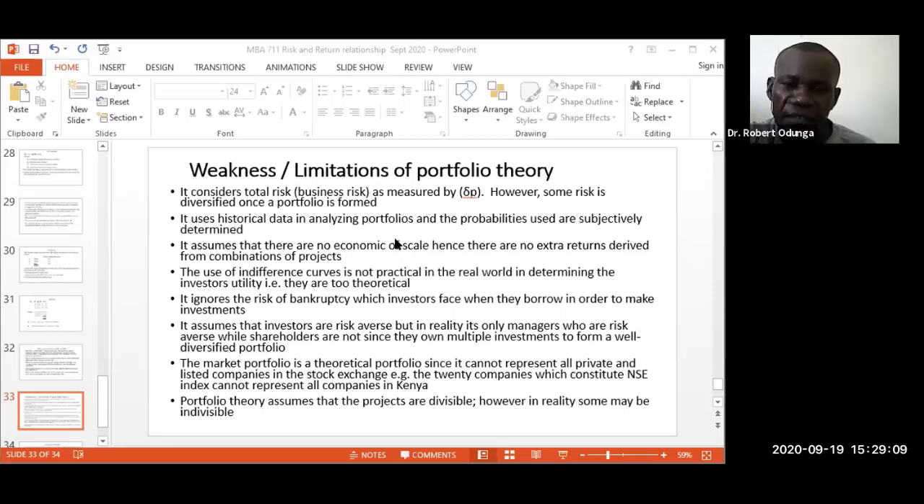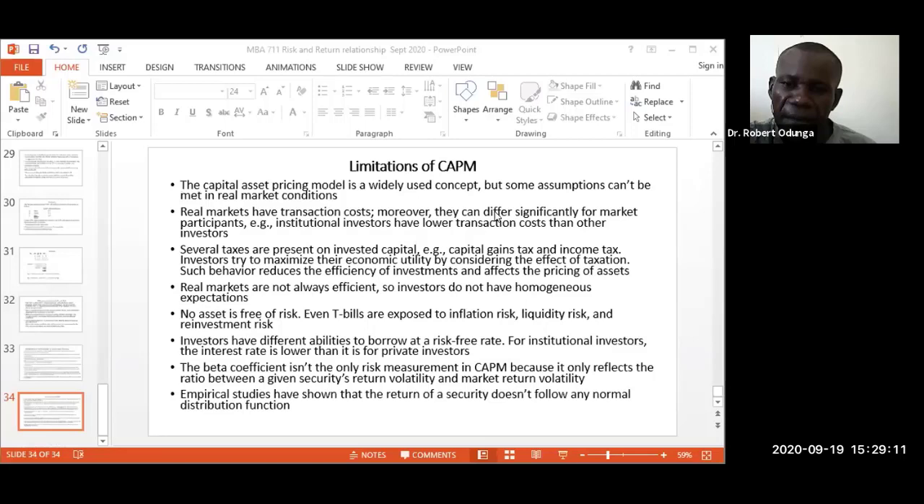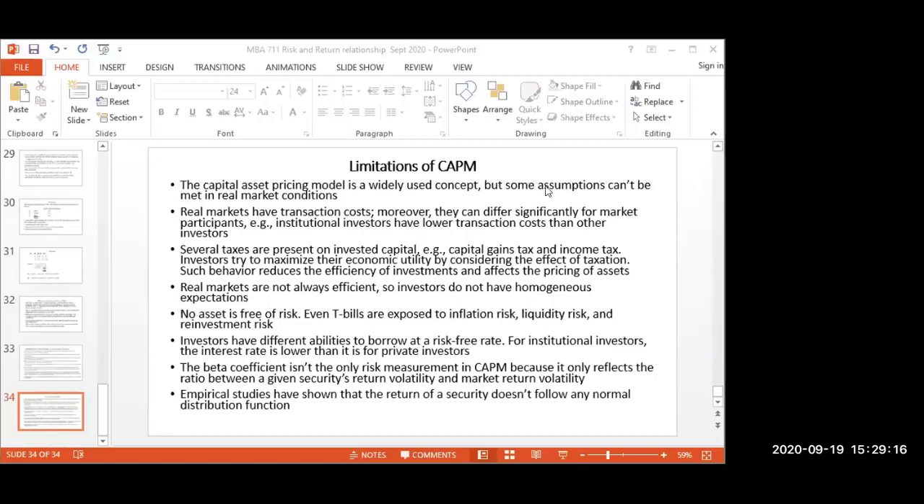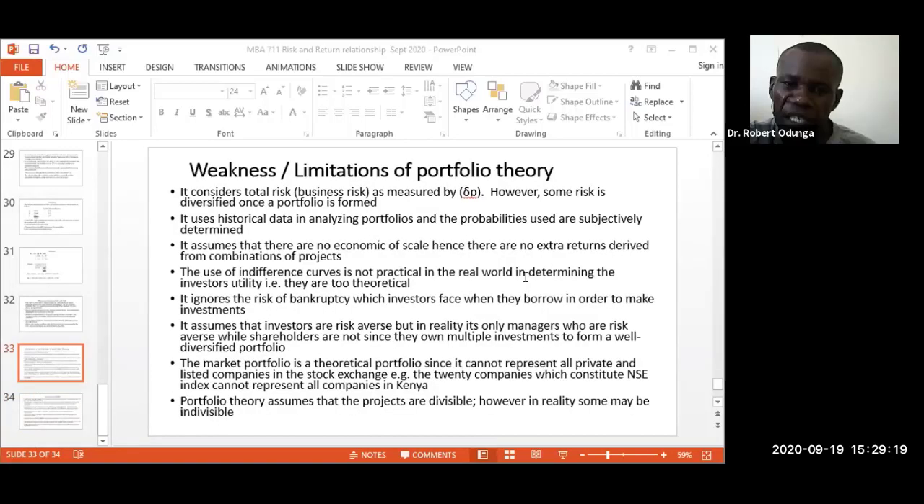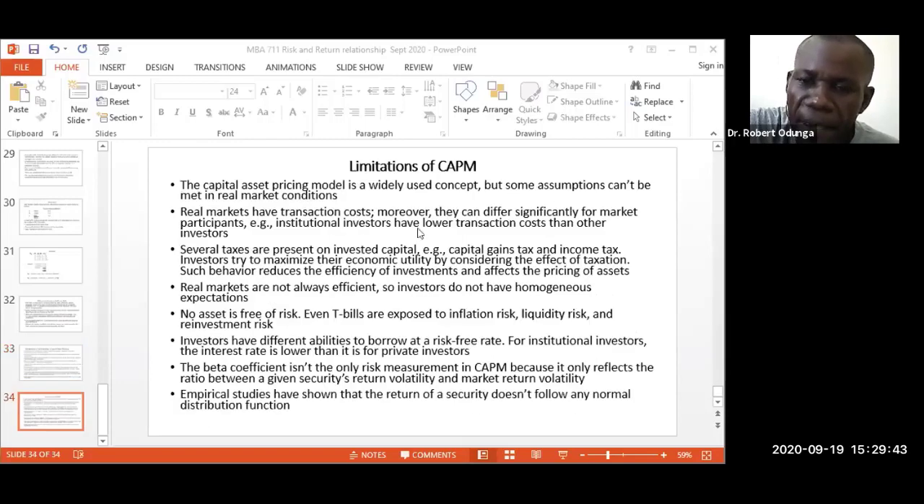Lastly, CAPM, the capital asset pricing model. The one we started with was where we had the determination of the risk of an individual asset, the return of an individual asset, and then of a portfolio, and the risk of a portfolio, and then where we had to determine the correlation coefficient and all that. That is the portfolio theory by Markowitz, who is the father of all these theories.